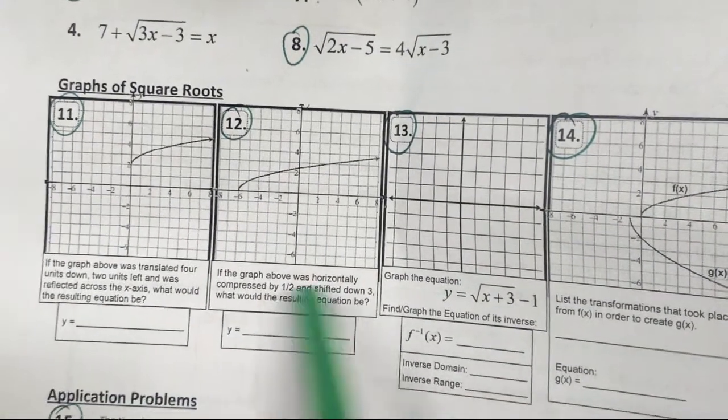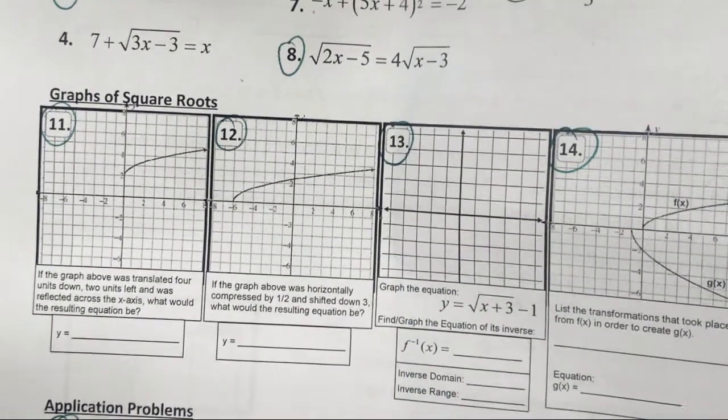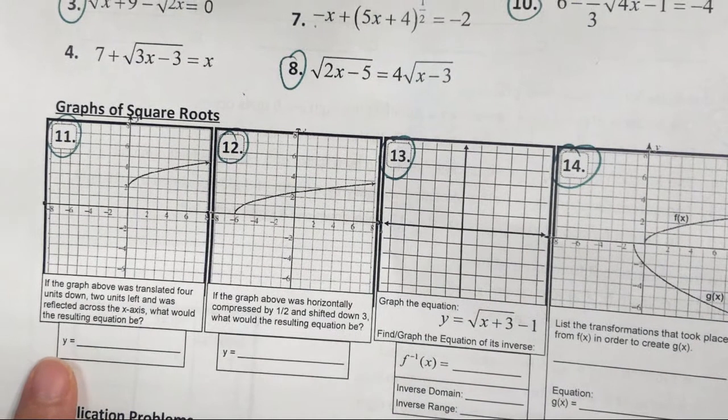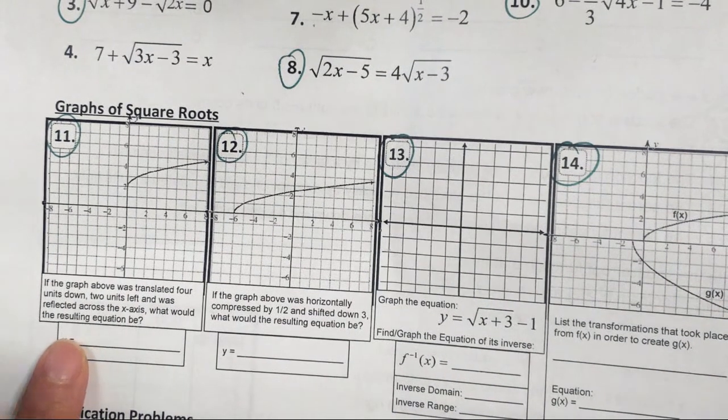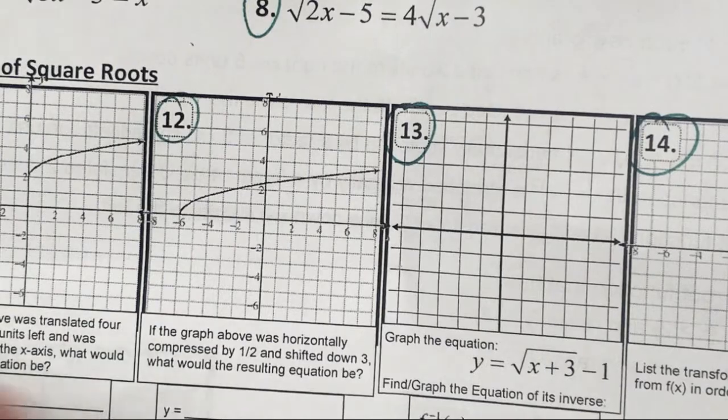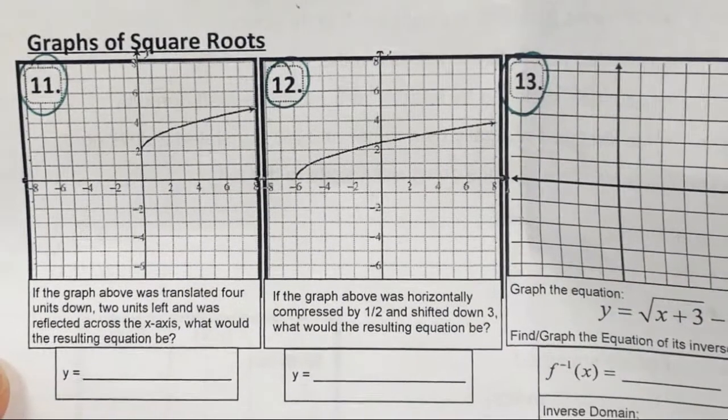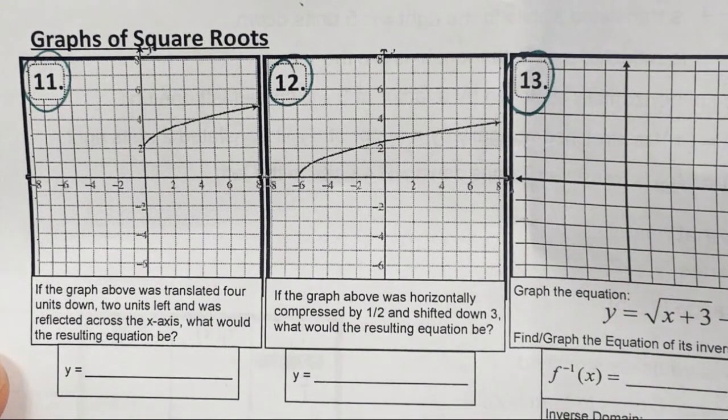Alright, for the next section, we're going to do the graphs of the square root section right here. So I'm going to go ahead and work all 4 of these. For number 11, it says, if the graph above, let me zoom in a little bit so y'all can see. That's better. It says, if the graph above was translated 4 units down, 2 units to the left, and was reflected across the x-axis, what would the resulting equation be?